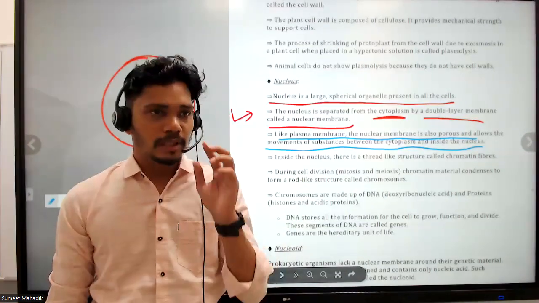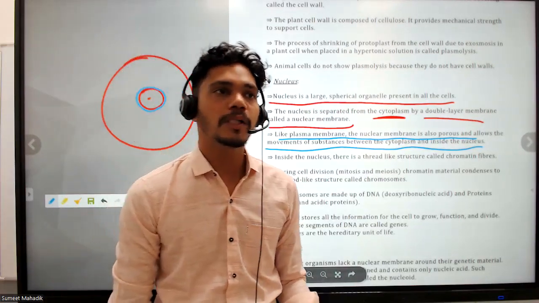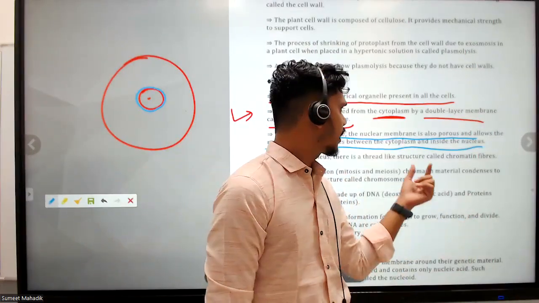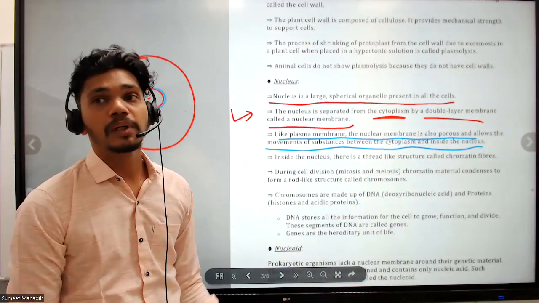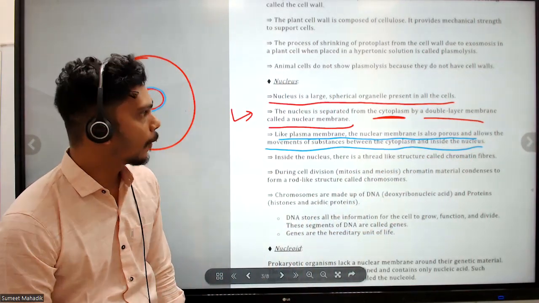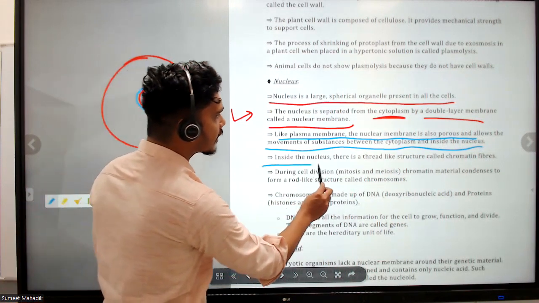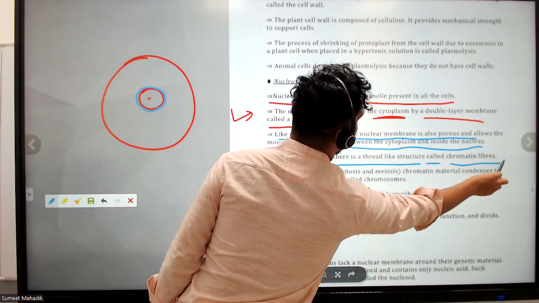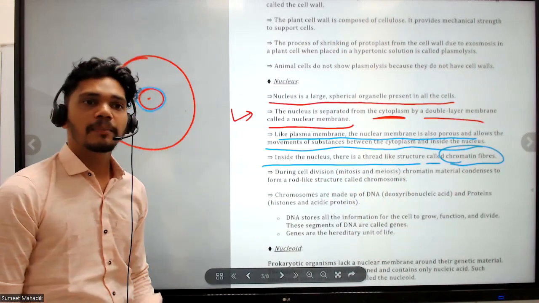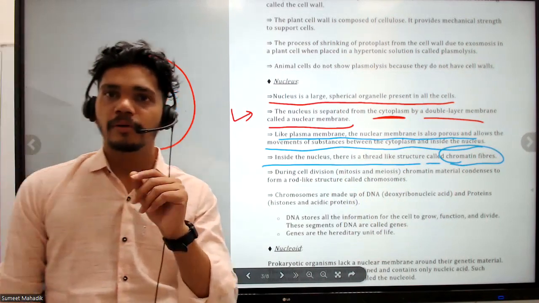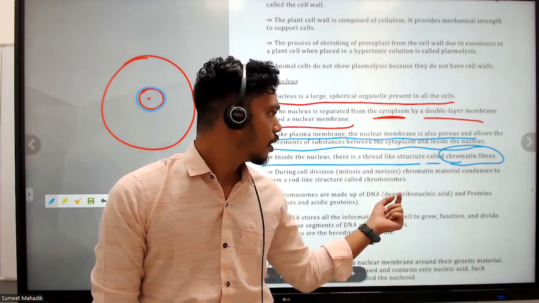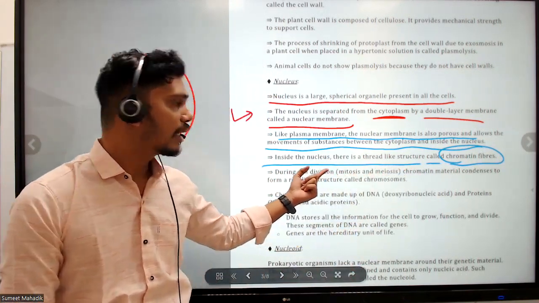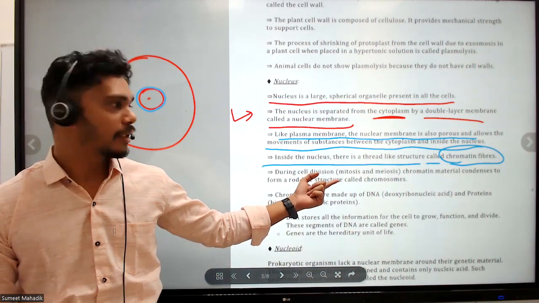So who is responsible? Listen very carefully. Who is responsible for allowing the substances from the cytoplasm to inside the nucleus? The nuclear membrane. Yes or no? Yeah. Inside the nucleus, there are thread-like structures called chromatin fibers. What are chromatin fibers? See, chroma. The moment you say chroma, chromosomes, that means something DNA-related is there. So chromatin fibers are thread-like structures.